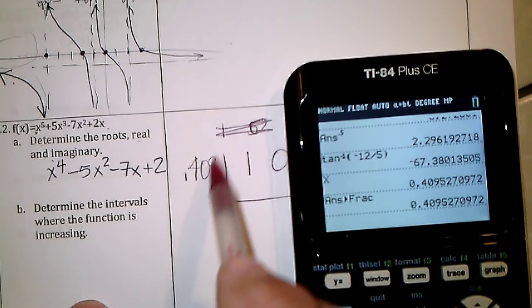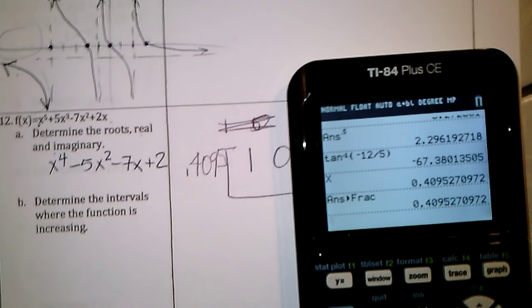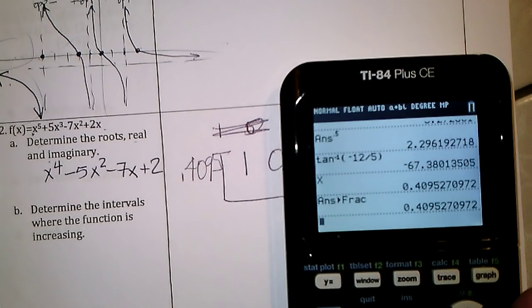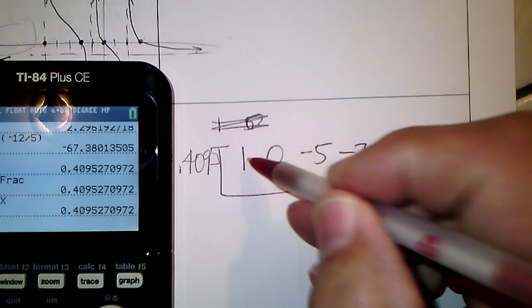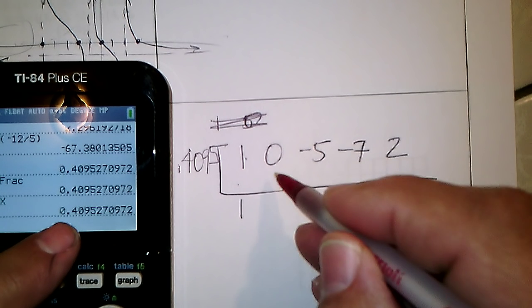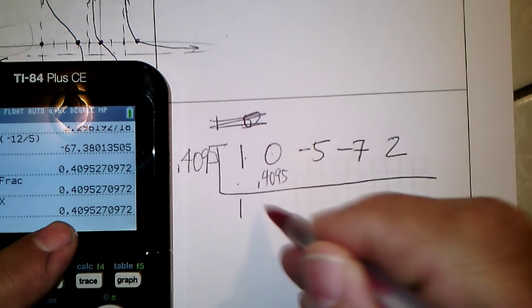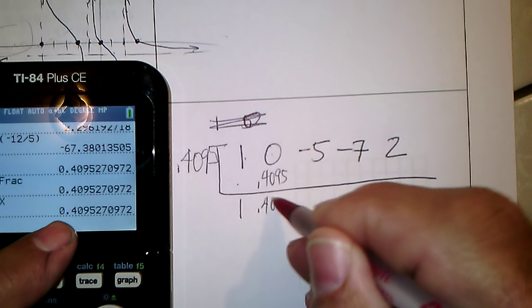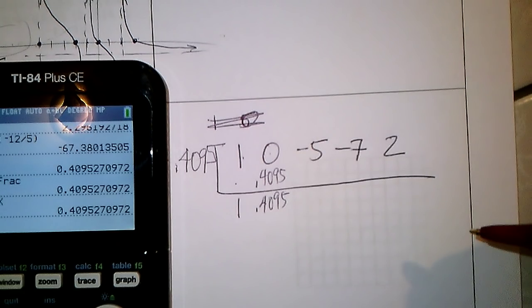0.4095. It's some kind of square root, and I don't know what it is. So I'm going to use that in the calculator. I'm going to store that in X just to make this easier for me. So 1 plus 0 is 1. 1 times X is this number, 0.4095. Add it to 0, so I'm going to have 0.4095. And I'm going to take it times that, so I'm going to have this number squared.